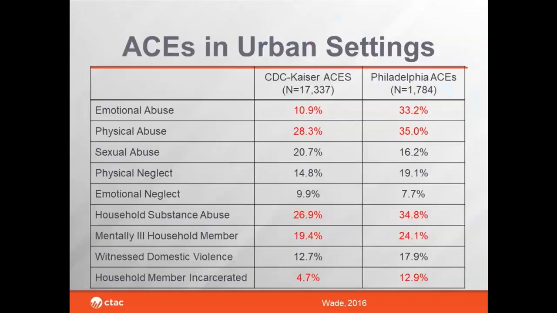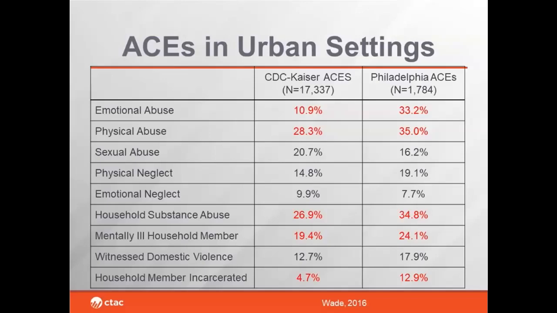But subsequent studies have been done using ACEs or ACEs-type questionnaires. The one that was most notable is the Philadelphia ACEs study. The Philadelphia ACEs study was done with a more ethnically and racially diverse sample, a more socioeconomically diverse sample. And as you can see from this table, rates of exposure to adverse childhood events were much higher in the urban, more socioeconomically and racially diverse sample.